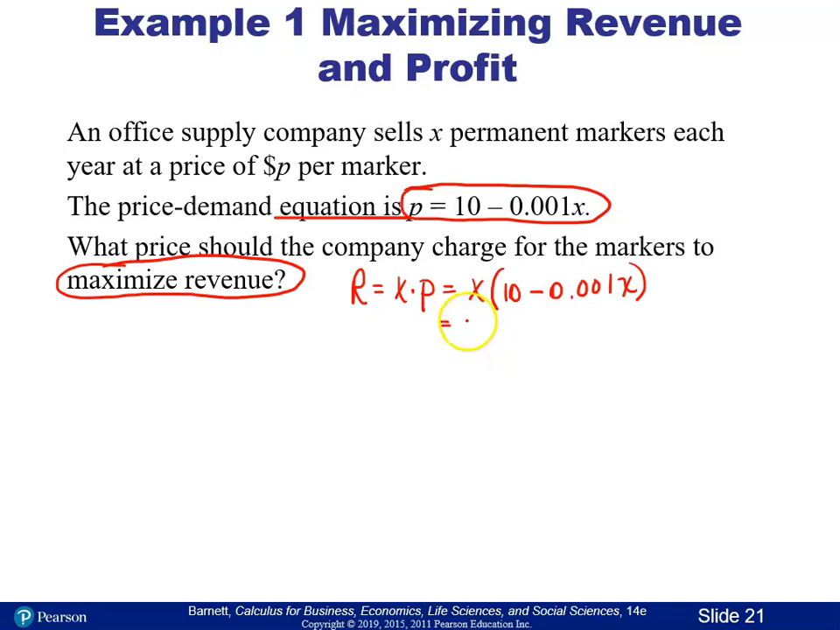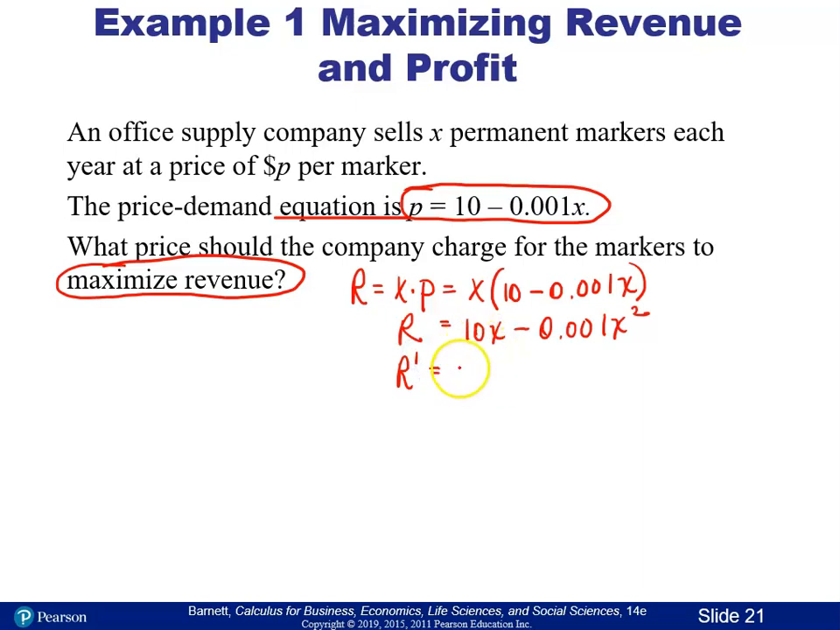And I would distribute here just because it's going to be easier to take the derivative. Okay, so this is our revenue equation. But we haven't maximized it yet. We've just found out what the revenue equation is, but not what the maximum is. So in order to maximize it, we're going to have to take the derivative.